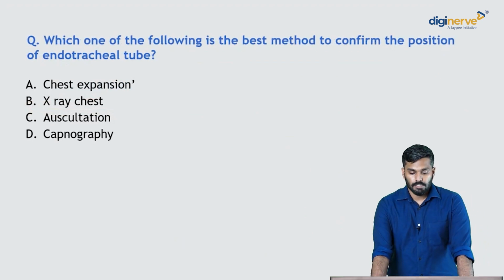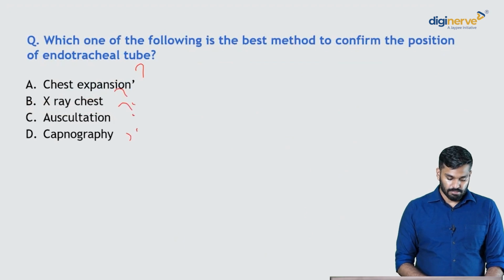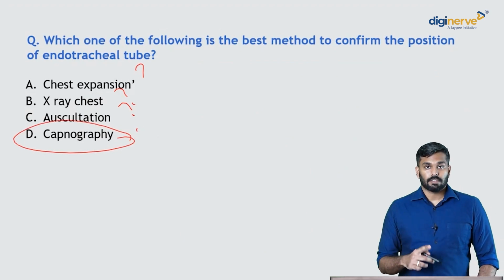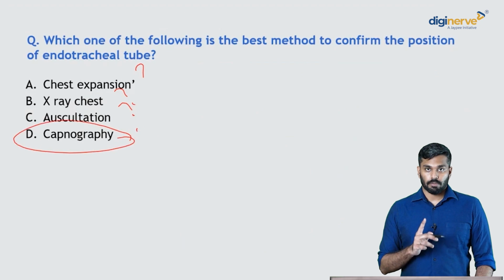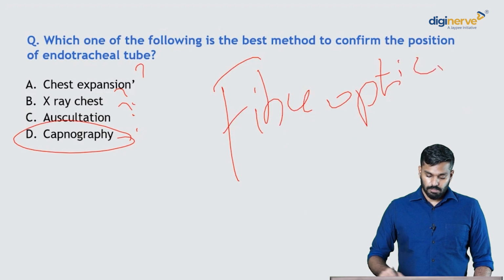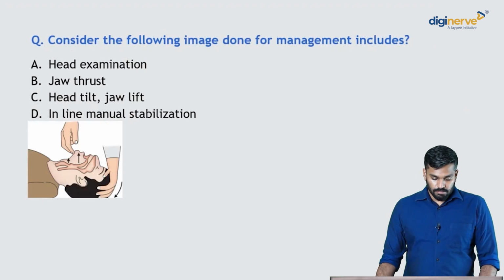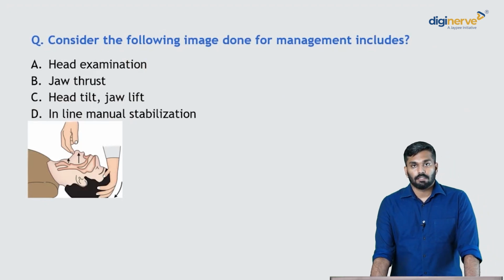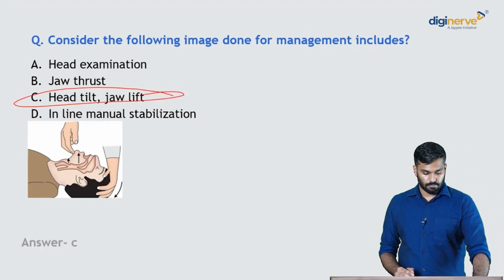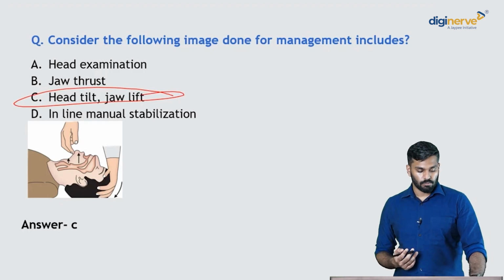Next, which of the following is the best method to confirm the position of the endotracheal tube? Is it chest expansion, X-ray, auscultation, or capnography? It is capnography. Of the options that have been given, capnography is the best. The gold standard for confirming endotracheal tube intubation is fiber optic examination. So gold standard is fiber optic, but the best method is capnography. Correct. Consider the following image done for management of the airway. What is it? It's basically head tilt and jaw lift. Basically what you are doing is taking the tongue off from occluding the posterior pharyngeal wall.